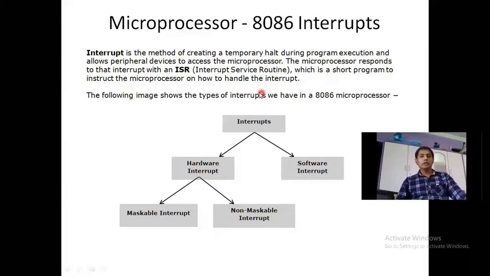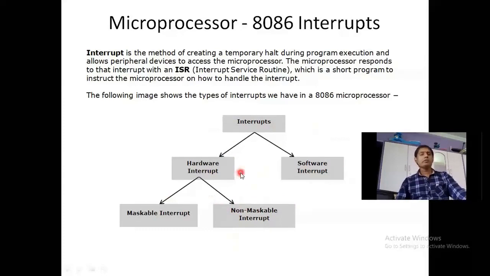Generally, there are different types of interrupts. Interrupts are mainly classified into two types: hardware interrupts and software interrupts. Hardware interrupts are further classified into maskable and non-maskable. Like that, we have many types of interrupts we can create with 8086. Let us see how we can get software interrupts and what the various hardware interrupts are.